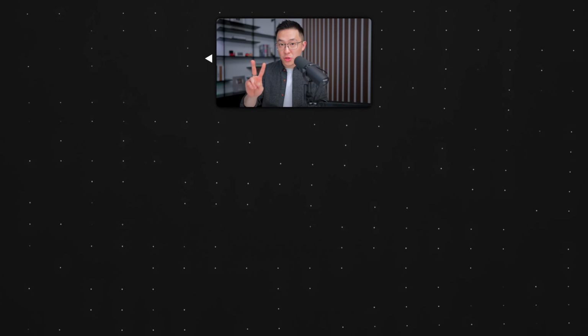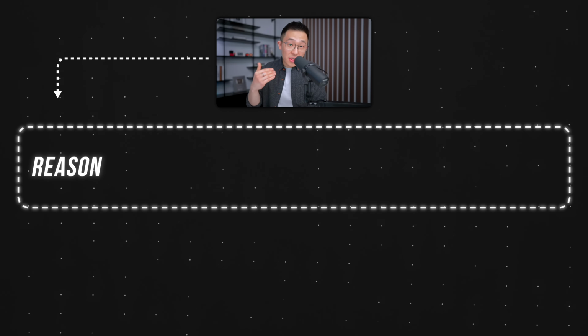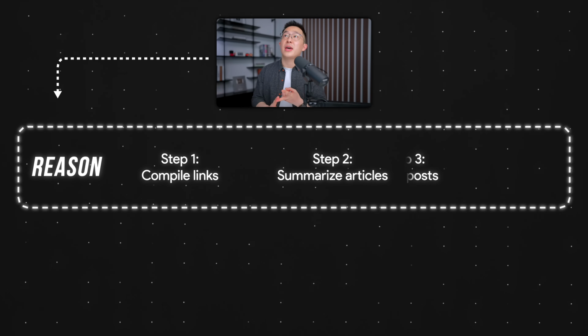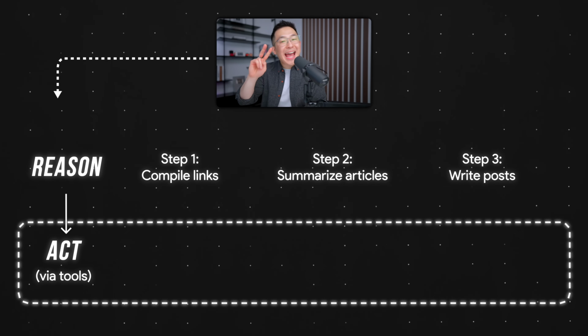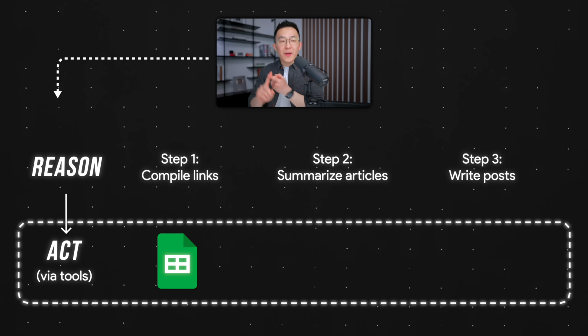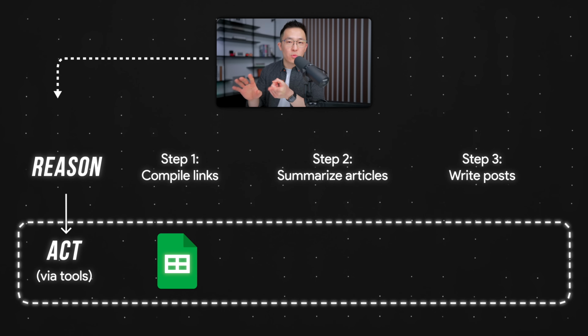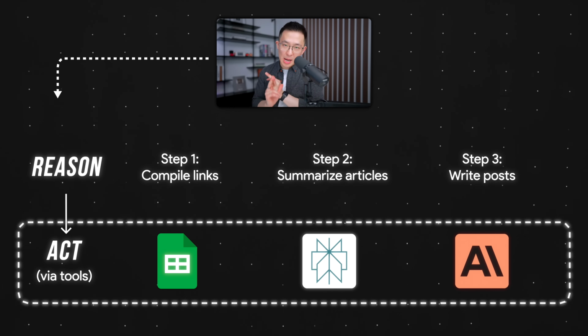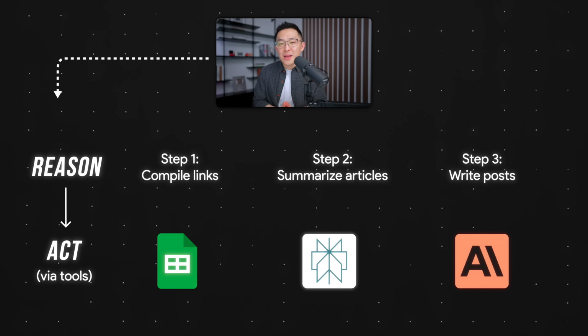Continuing the Make.com example, let's break down what I've been doing so far as the human decision maker. With the goal of creating social media posts based off of news articles, I need to do two things. First, reason or think about the best approach. I need to first compile the news articles, then summarize them, then write the final posts. Second, take action using tools. I need to find and link to those news articles in Google Sheets, use Perplexity for real-time summarization, and then Claude for copywriting.